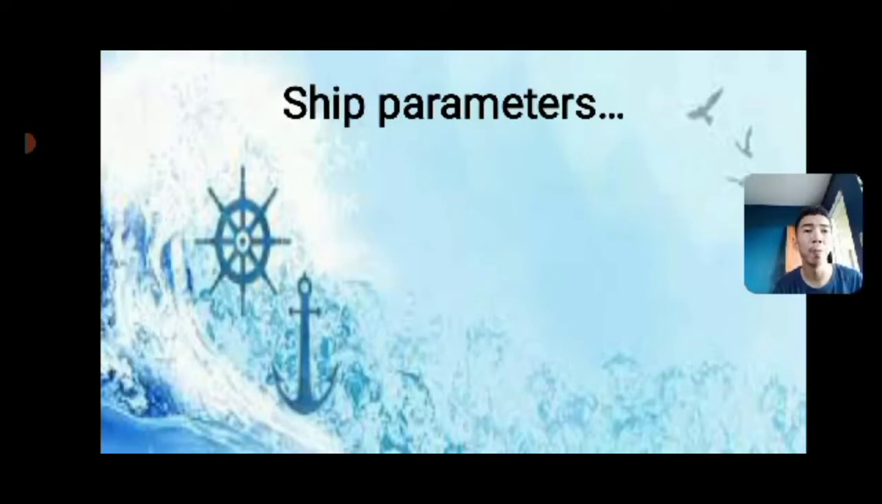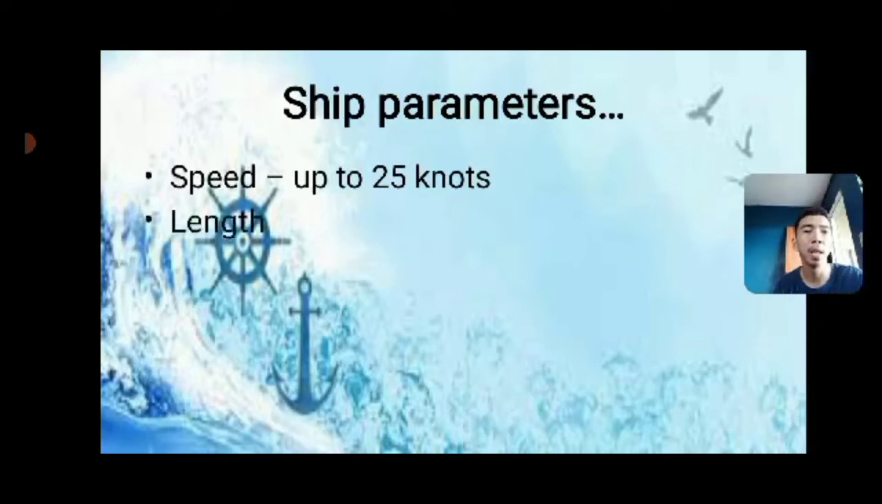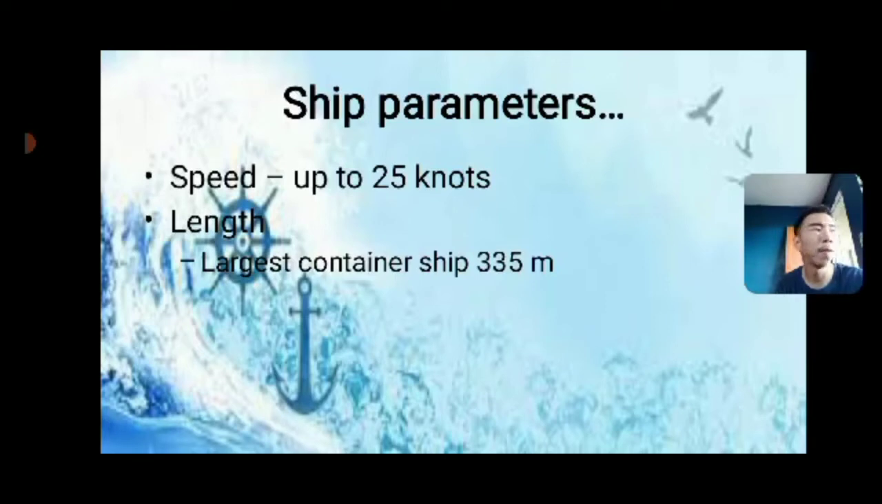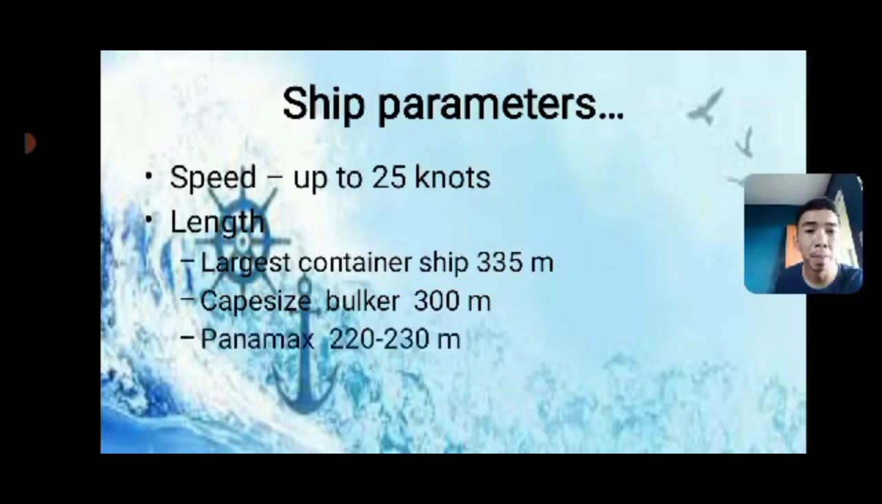Ship parameters. Speed up to 25 knots. Length: largest container ships 335 meters. Capesize bulker 300 meters. Panamax 220 to 230 meters.